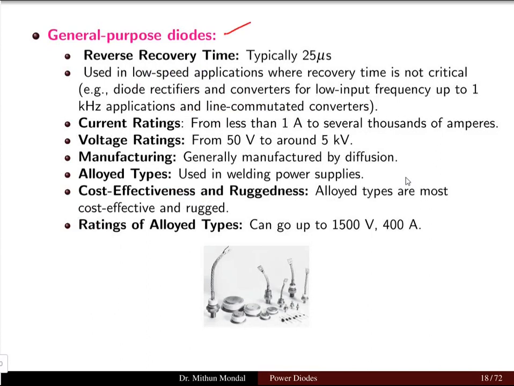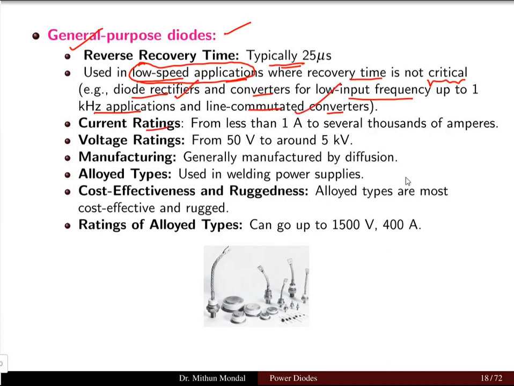The first category is the general purpose diodes. Their reverse recovery time typically falls in the range of microseconds, which is 25 microsecond, and they are used in low speed applications where the recovery time is not that critical. Examples are diode rectifiers and converters for low input frequency up to 1 kHz applications and line commutated converters. In such applications where you do not care about the speed, we prefer general purpose diodes.